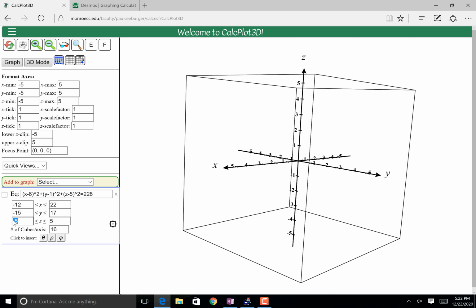And in the z, we started at 5. So if I go 16 in that direction, that's negative 11. And if I add 16 to 5, I'm going to get 21. Beautiful.